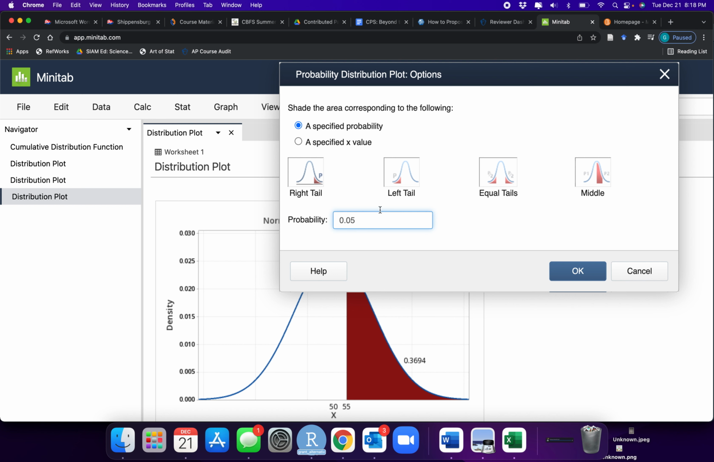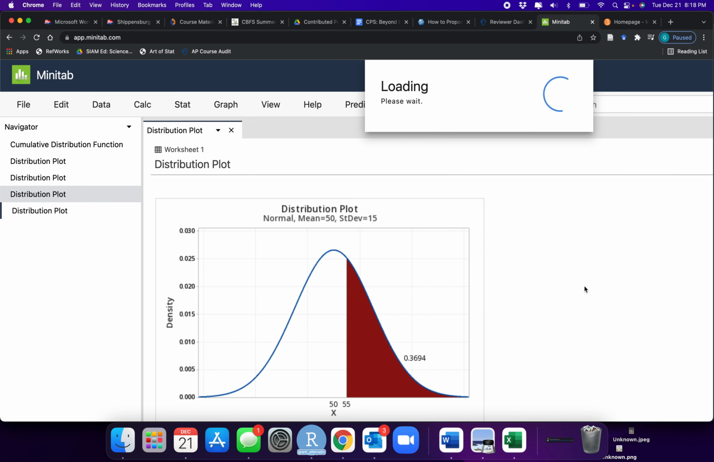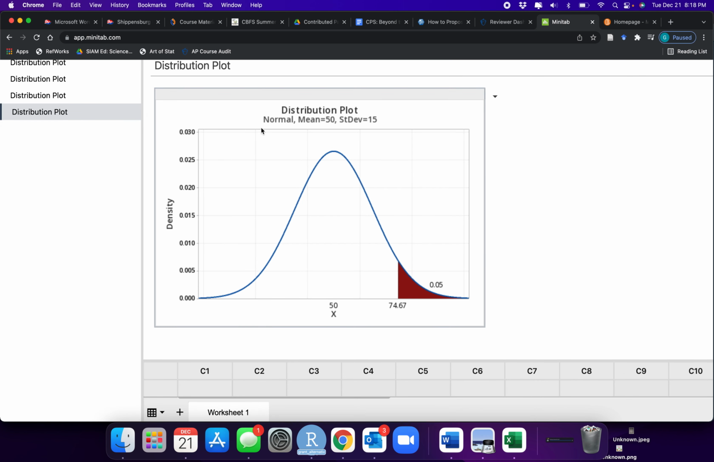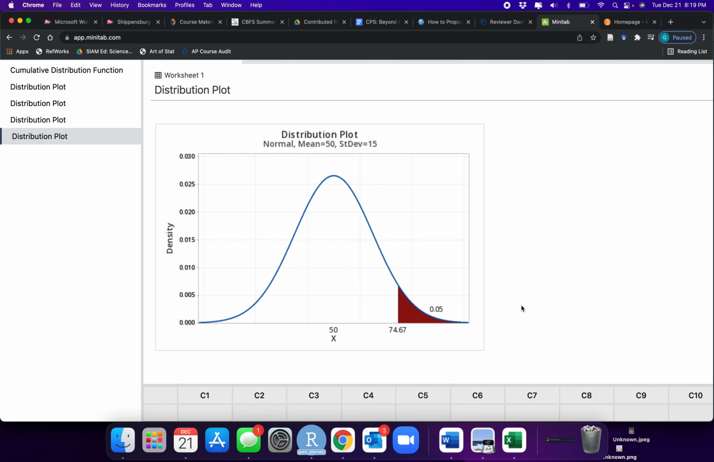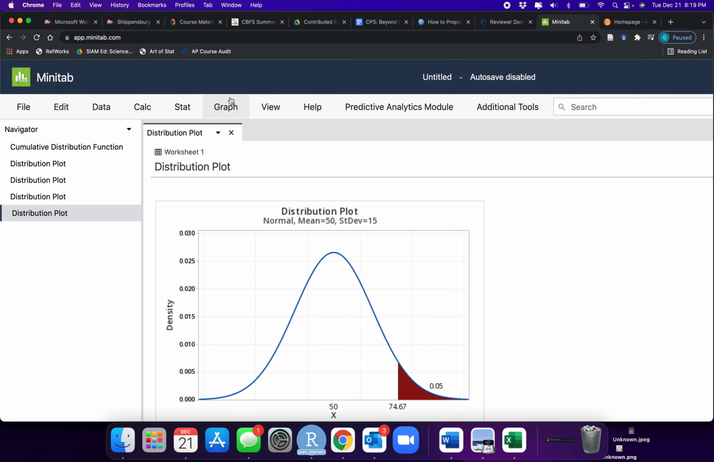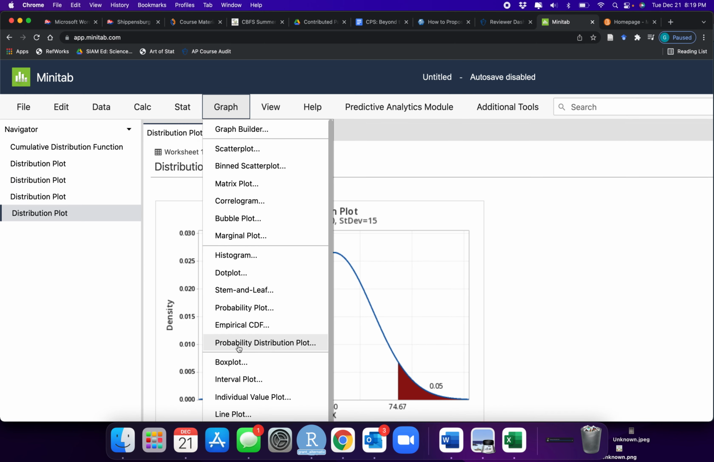Always probability as a decimal. I'd click OK and OK. And then it gives me, again, a nice plot. It says there's 5% to the right, which is what I want. Only 5% is larger than that. And the answer, the number, is down here on the line: 74.67.